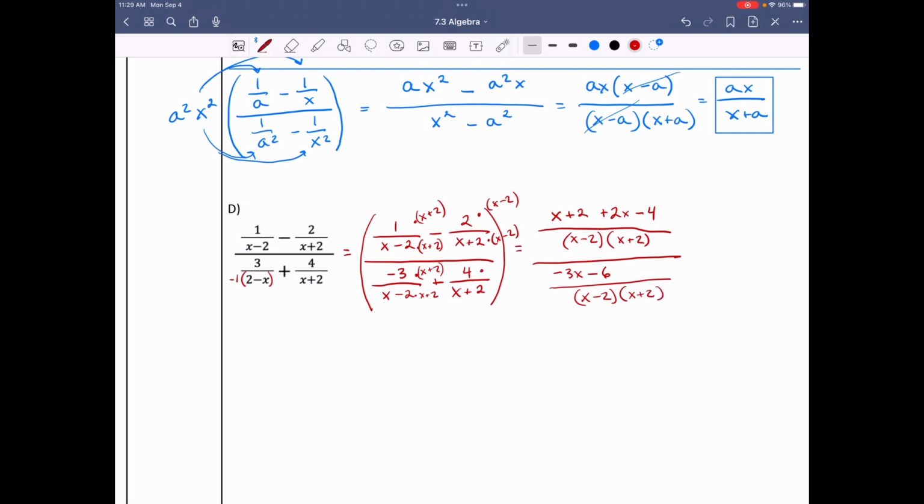Then I'm going to multiply the 4 times x minus 2 and multiply the denominator by x minus 2. 4 times x is 4x, and 4 times negative 2 is negative 8. All right. Now we're going to rewrite this as keep, change, flip. First I'm going to collect like terms. Let's do that first. 2x plus x is 3x. 2 minus 4 is negative 2.